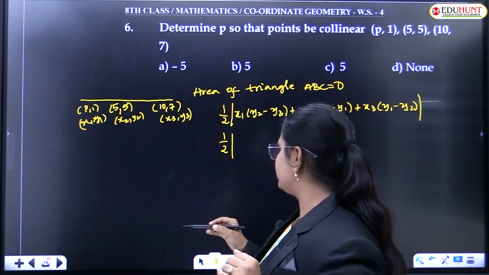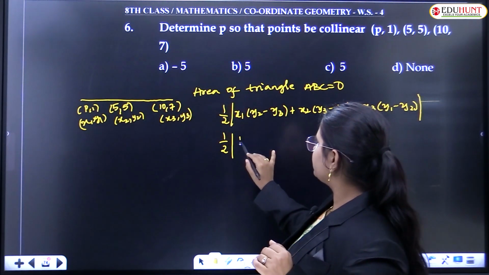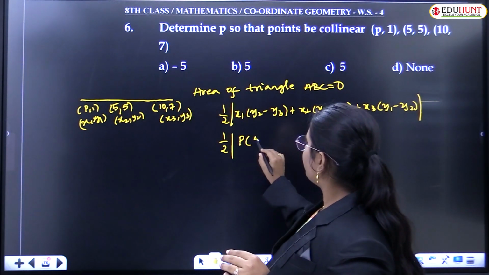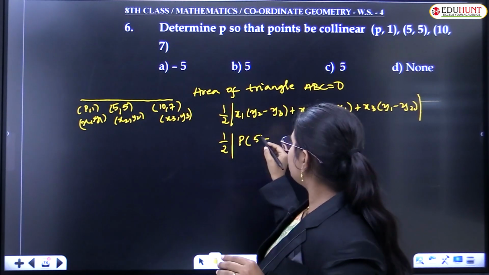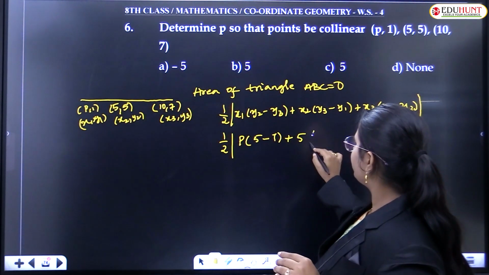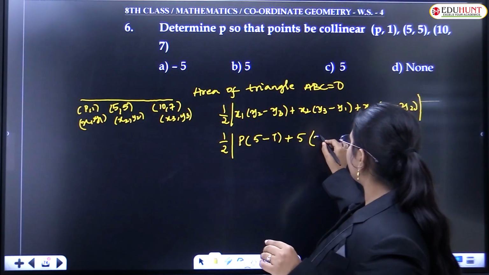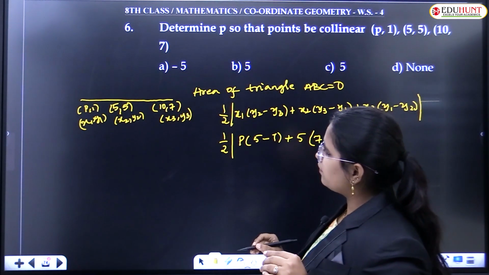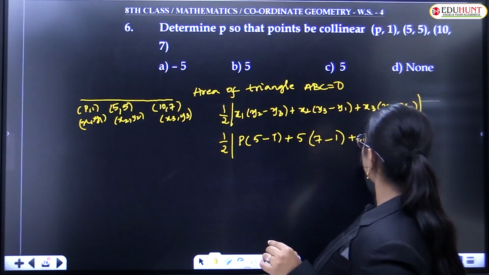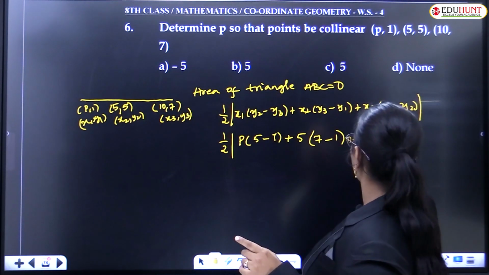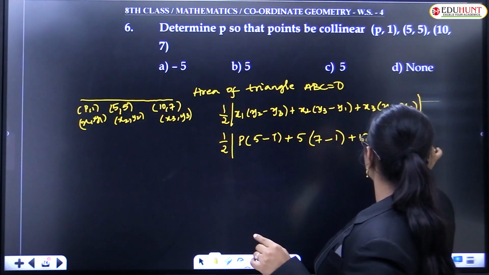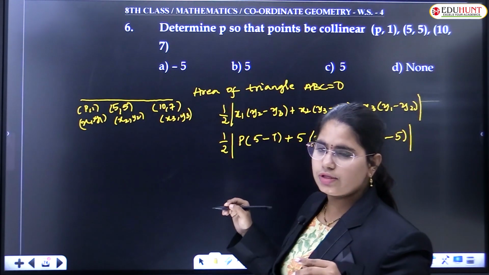Okay, x3, y3. So what is x1 here? P. P into (y2 minus y3). What is y2 minus y3? 5 minus, what is y3? 7. Plus, what is x2 here? Again 5. What is y3 here? 7 minus, what is y1? 1. Plus, what is x3 here? 10. What is y1 here? 1 minus, what is y2 here? 5. Correct? So I have substituted all the values here, right?